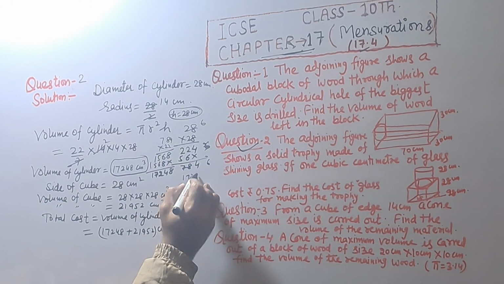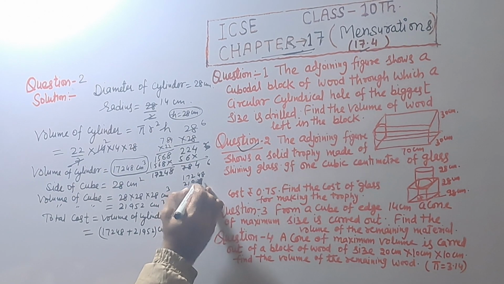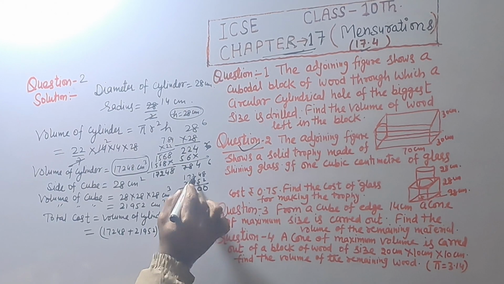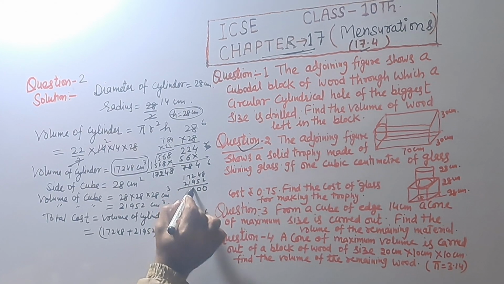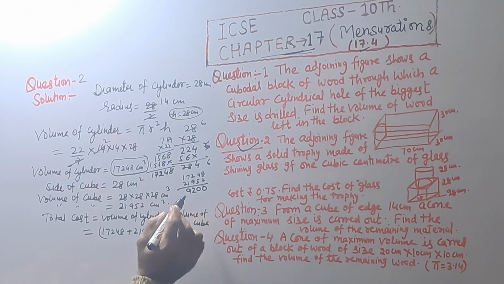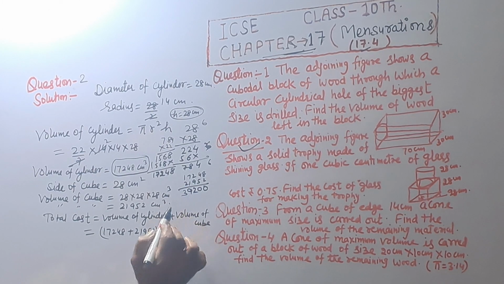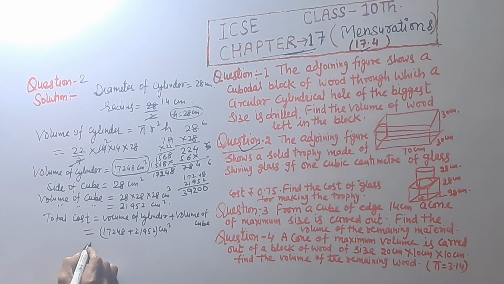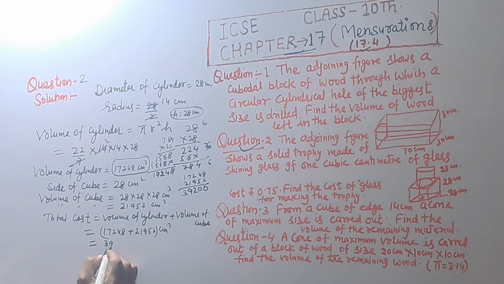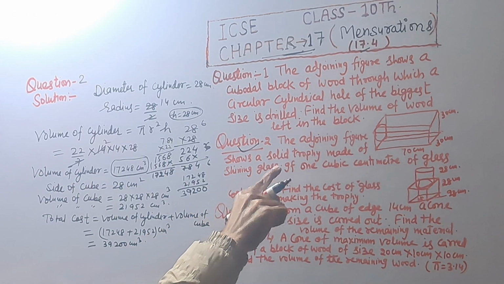Adding 17,248 and 21,952: 0, 0, 9, 11, 9 plus 2 is 11 plus 1 is 12, 7 plus 1 is 8, that is 9, 9 2 plus 1 is 3, which is equal to 39,200 centimeter cube.